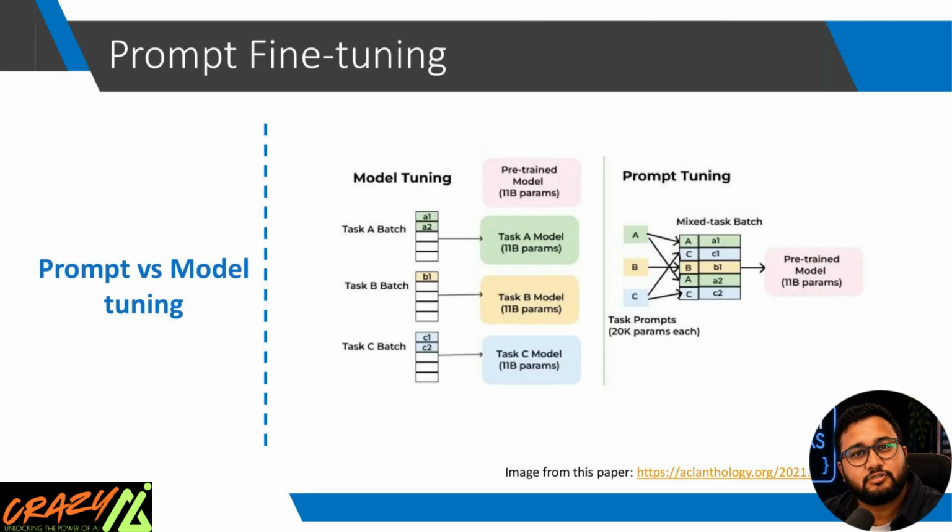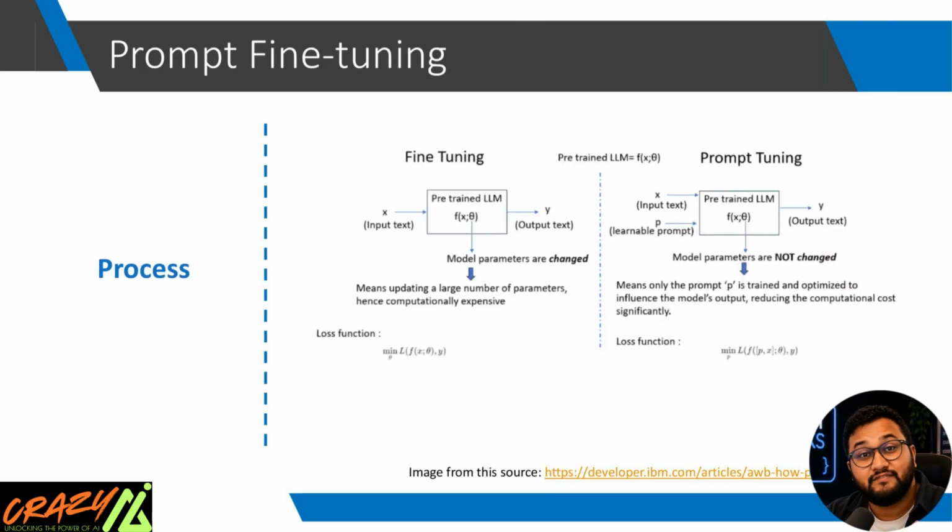Prompt tuning takes a much smarter approach. Instead of creating multiple models, we keep a single pre-trained model. For every task, we simply learn a different soft prompt. One model, multiple prompts. Excellent performance. That's why prompt tuning has become one of the most popular parameter-efficient techniques in modern AI. Let's visualize the entire training process. On the left side, we have traditional fine-tuning.